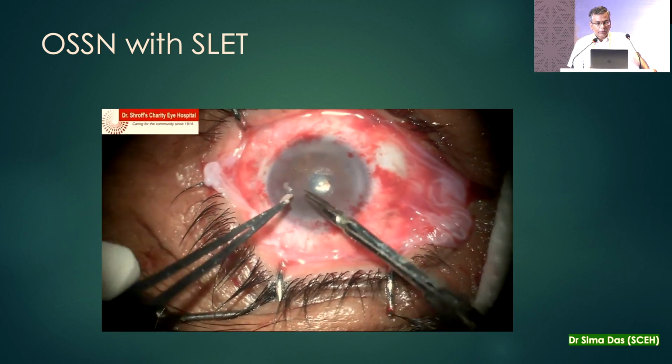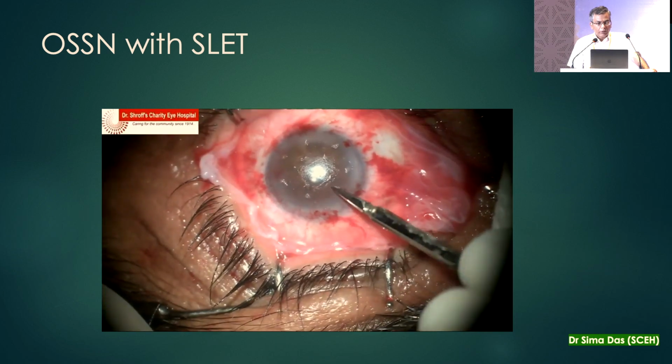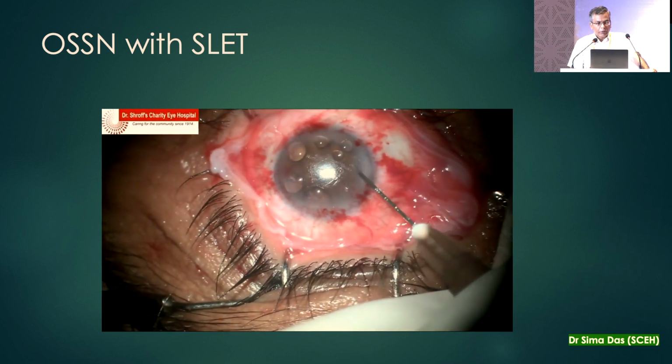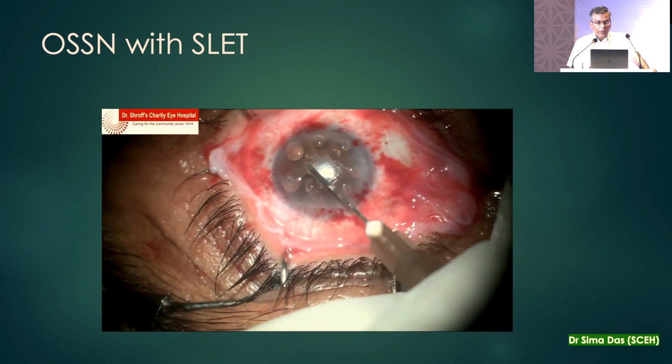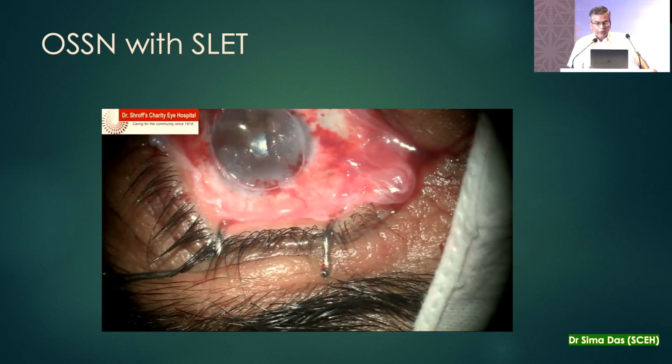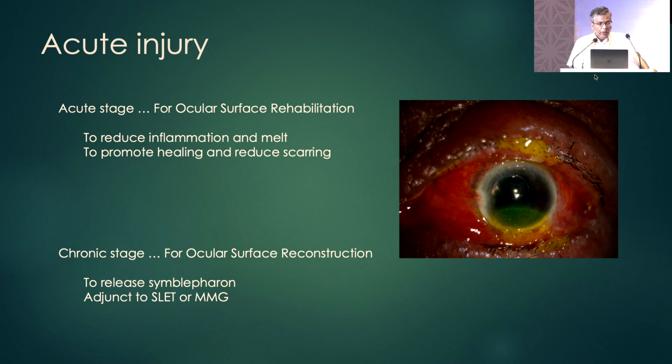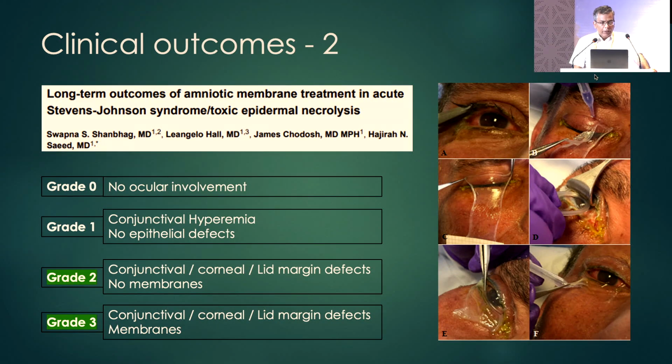Here what you see is a mini SLET being done, a proper SLET being done in this area, because the amount of dissection is large and there is almost complete stem cell loss. Now, acute injury, Dr. Rushad has covered very well, and it is important that in the acute stage, the role of amniotic membrane is basically to reduce the inflammation, prevent the chances of melt, and promote healing, whether it may be conjunctival pannus or an epithelial healing.